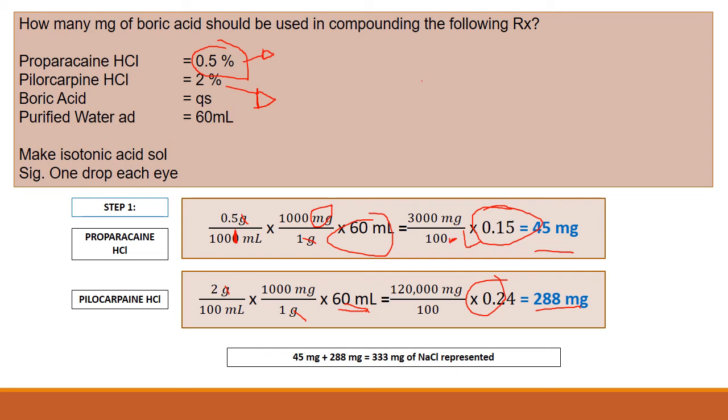So now we have to compute the total sodium chloride equivalent of these two. So 45 milligrams plus 288 milligrams is equal to 333 milligrams of NaCl represented. Okay? If you are given two salts here. But if only one, you just get the one sodium chloride equivalent.